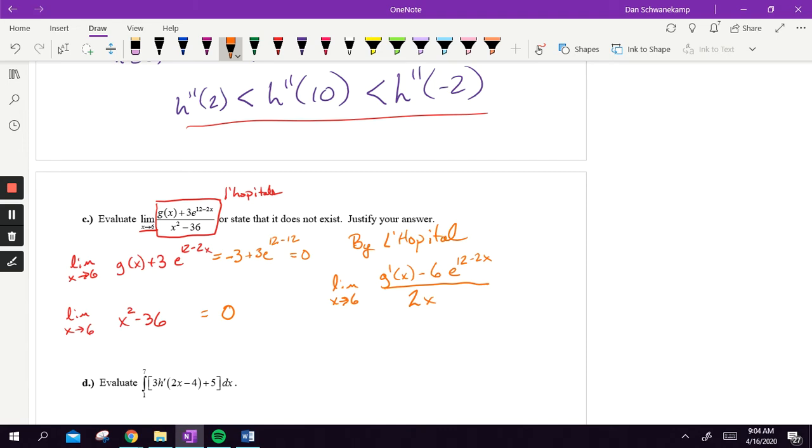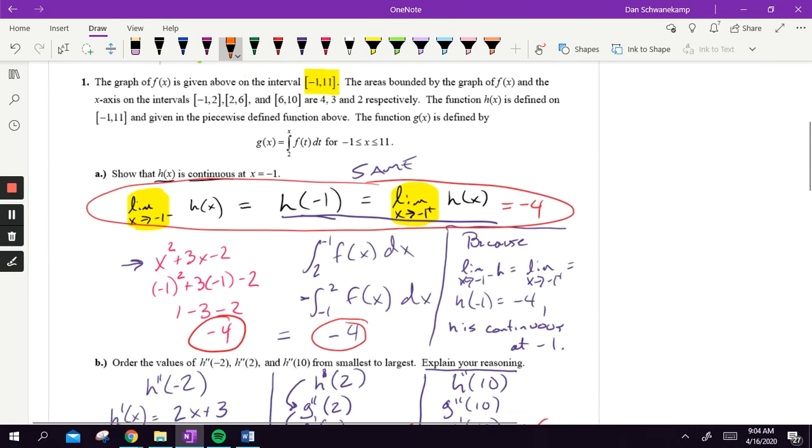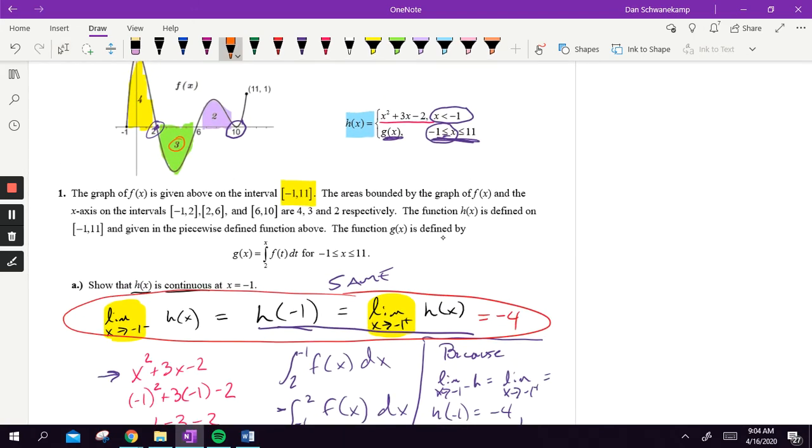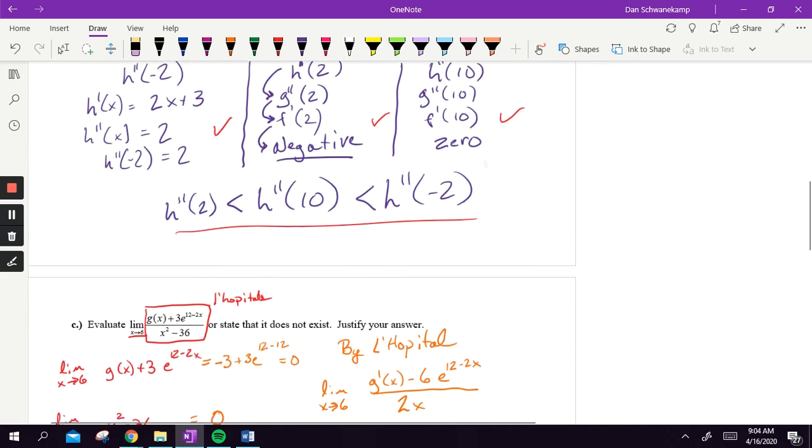Cool. I'm still finding the limit as x approaches 6. So I'm going to plug 6 in. So I'm finding g prime at 6. Well, okay, I'm taking the derivative of this. So what am I doing if I take the derivative of 6? I'm taking the derivative of this integral. It's just f. So f at 6 is 0. Okay, so I'm just going to write that in.